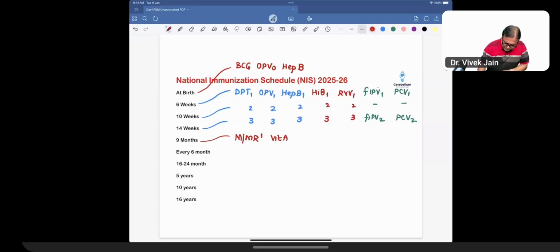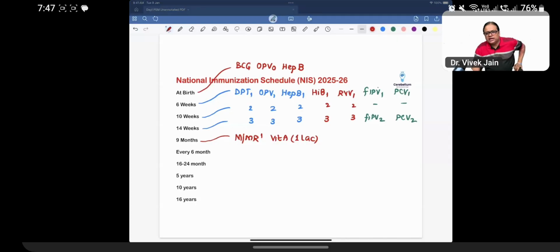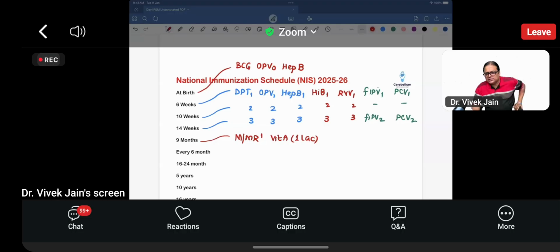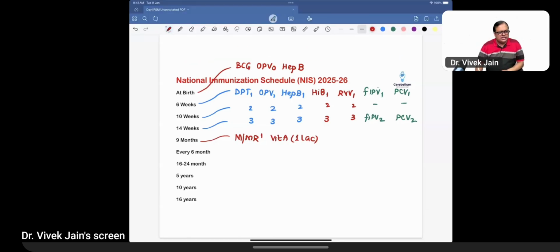How much? 1 lakh. At 9 months, do we give anything else? At 9 months, do we give anything else? Yes, we give Japanese encephalitis 1. Yes, fractionated IPV third dose, pneumococcal conjugate vaccine third dose.